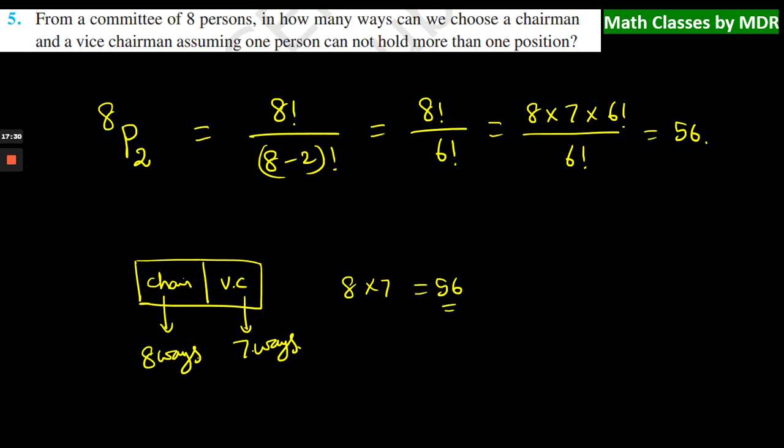Or you can do it in another way also. For vice chairman, you can take 8 chances. Then for chairman, we will have only 7 chances. So total 7 into 8, 56 ways. Now let us solve this problem.